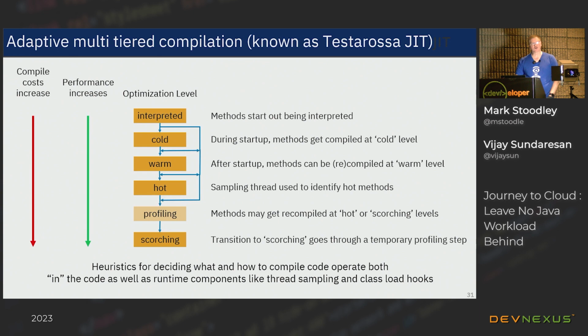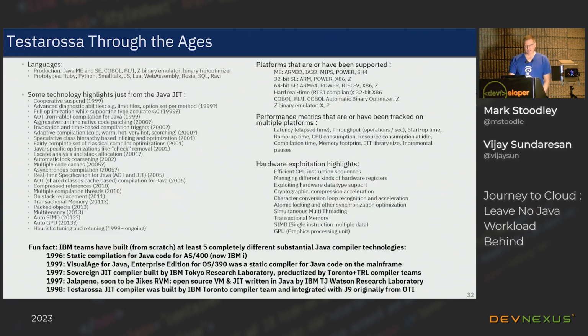I do, however, want to talk a little bit more about the Testarossa JIT. This is an eyesore chart. Do not try to read this. The point I'm trying to make with this chart is that Testarossa is an extremely flexible compilation technology that was built basically in 1998. And we've used it to compile a number of different languages, probably more than a dozen at this point. Some of those have been production compilers, some of them have just been prototypes. It's targeted a huge variety of platforms for a huge number of different compiler products.